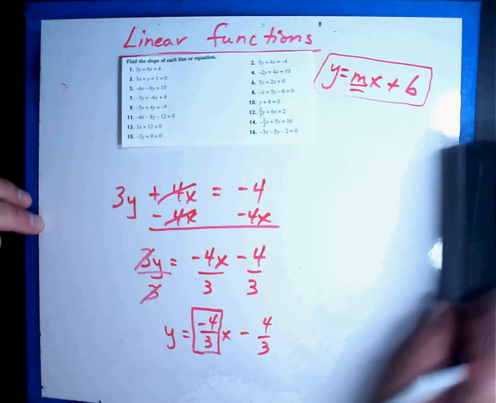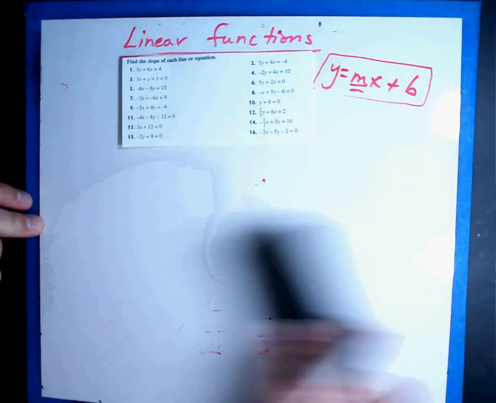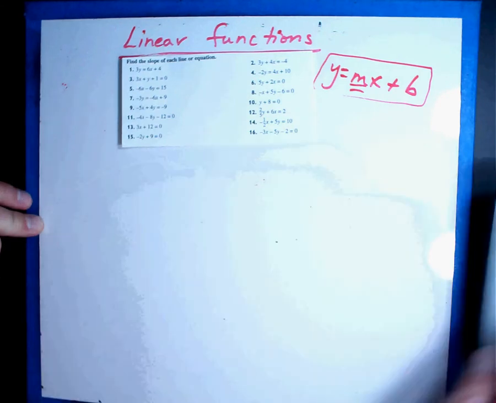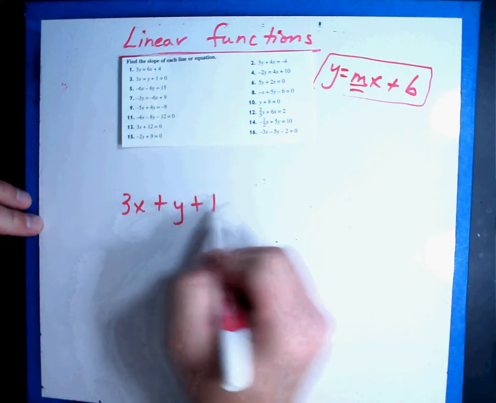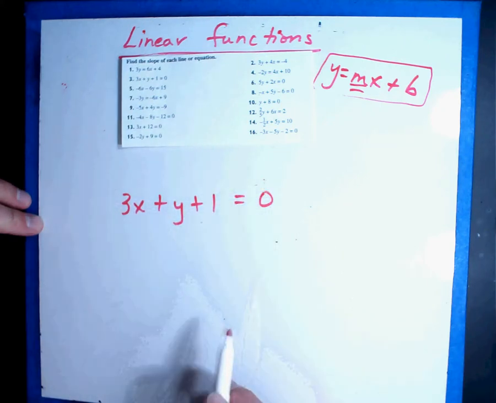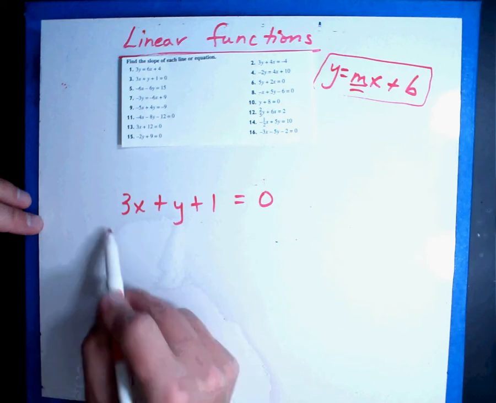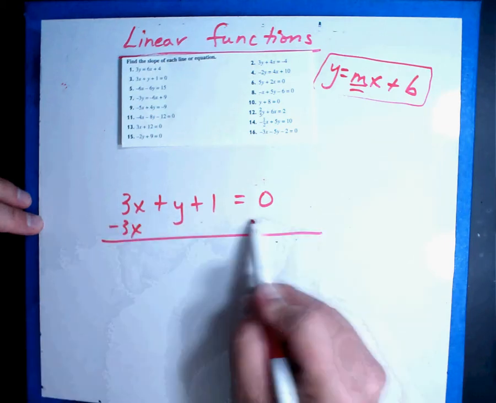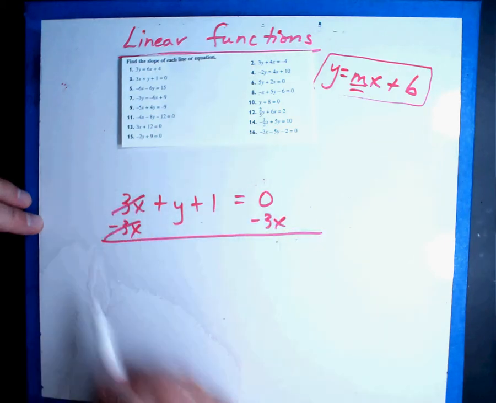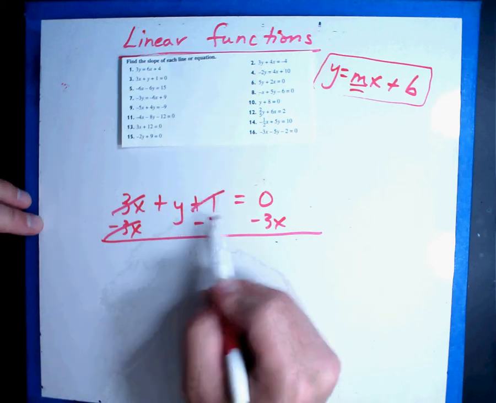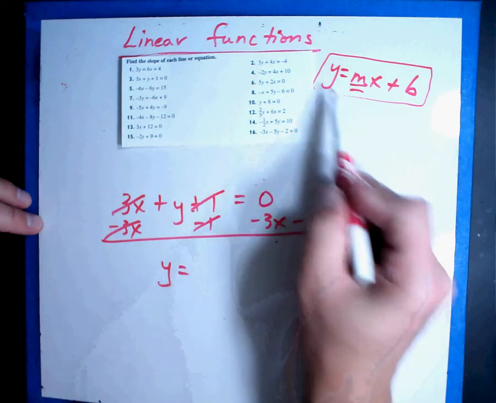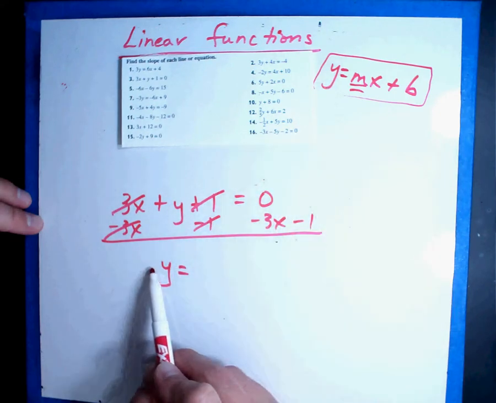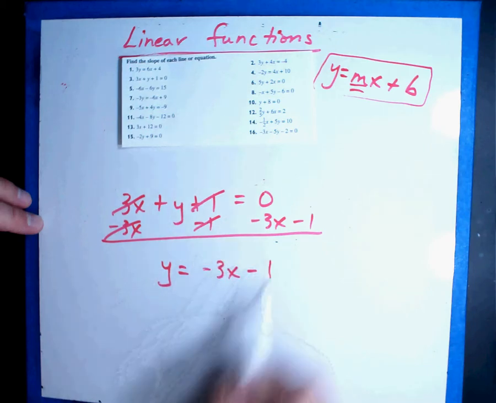Let's try one more. Let's do number 3. 3x plus y plus 1 equals 0. So I need to keep the y right there, so I need to move this to the other side. I'll do it the same on both sides. I also have to move this number. So I have y equals, that's what it's supposed to look like. By the way, this time you'll notice there's no number, so I'm not going to have to divide. Minus 3x minus 1. What's my slope?